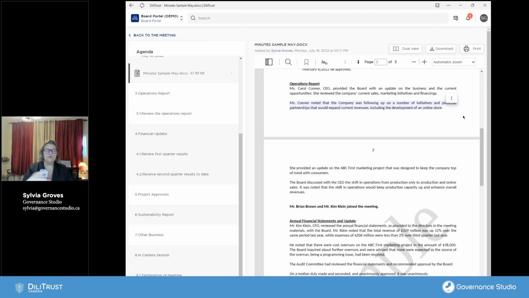So again, I'm going through my notes. I have lots and lots of notes. There's questions back and forth, but then she gives this little bit of detail around partnerships and the development of an online store. Well, both of those things are going to be either significant new opportunities or significant new revenues. And so that's important to the organization.